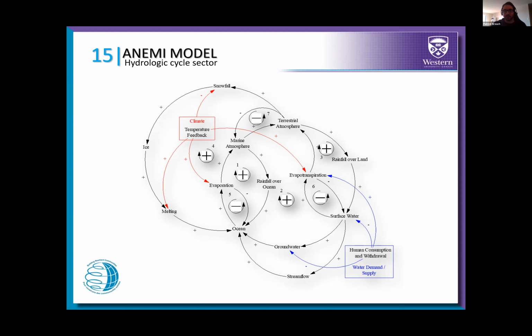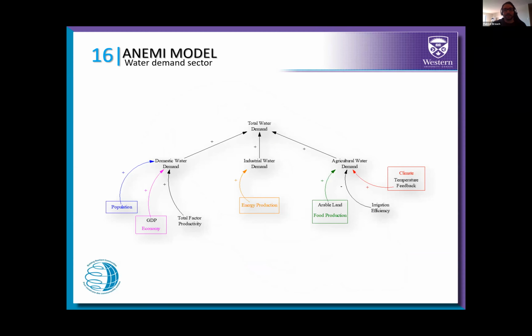And then human withdrawal alters the timing of natural flows and removes water from the cycle through consumption. The water demand sector in ANEMI is based on desired water withdrawals of agricultural, domestic, and industrial water users. The domestic water withdrawals are based on structural water intensities, which relate to economic factors such as GDP. And that converts to withdrawal rates per person, which grow with increasing populations.